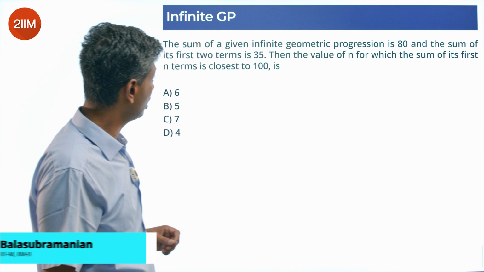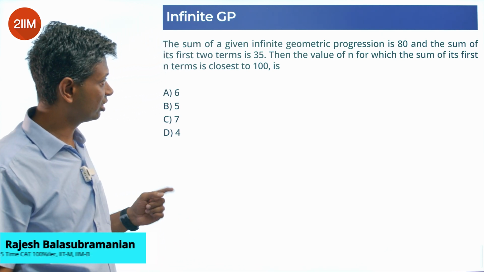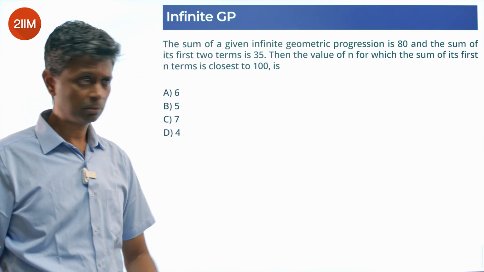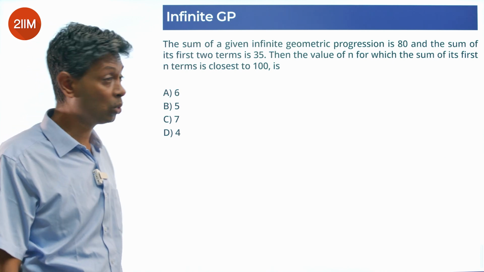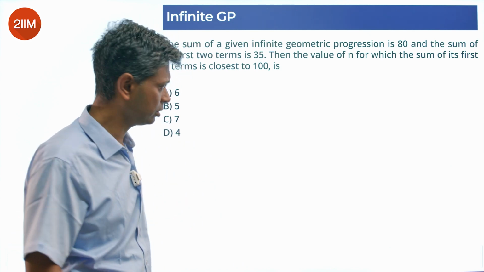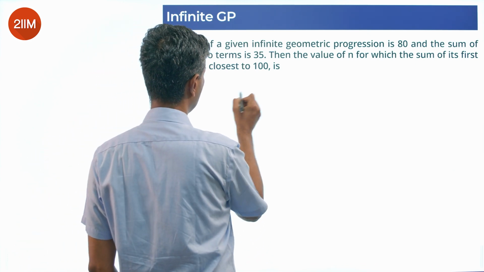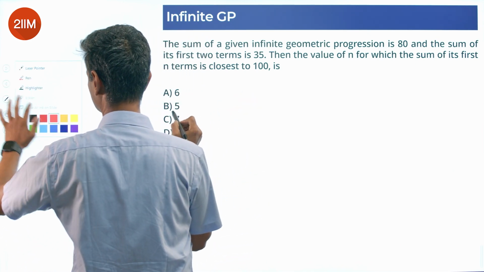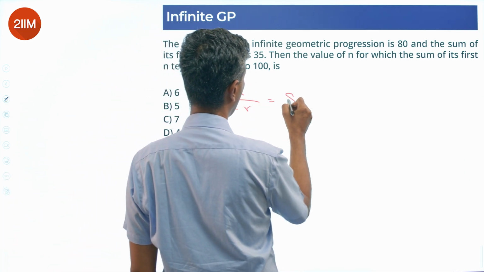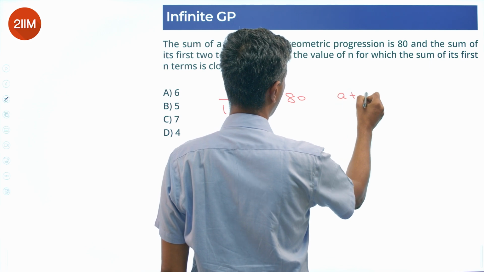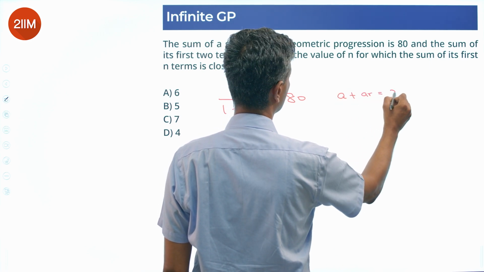The sum of a given infinite geometric progression is 80, and the sum of the first two terms is 35. And the value of n for which the sum of its first n terms is closest to 100 is a very interesting question. So the infinite sum: a by 1 minus r is equal to 80. a plus ar is equal to 35.